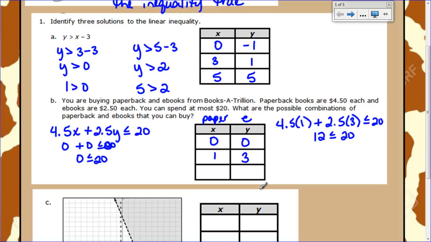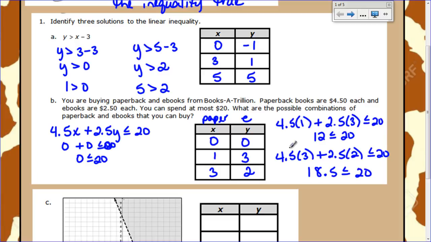So now let's say I bought 3 paperback books and 2 ebooks. So let's check that math. I have to do 4.5 times 3 plus 2.5 times 2, and that has to give me a number that's less than or equal to 20. And when I do, I get that that is $18.50. And $18.50 is definitely less than or equal to 20, so there is another solution.